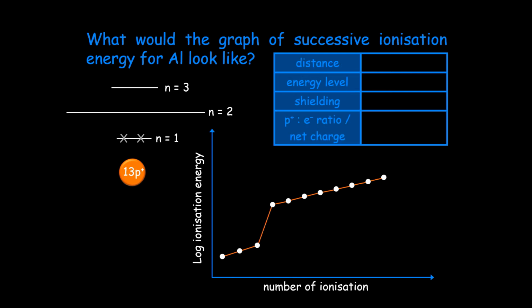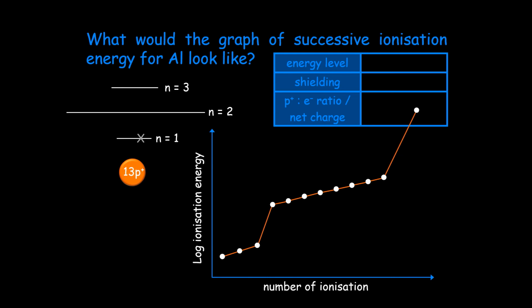Okay, now we're going to take an electron away from n equals 1. So the distance is decreased. The energy level is lower. The shielding has decreased. The proton to electron ratio has increased. So there's going to be a large increase in the electrostatic attraction between the nucleus and the remaining electrons. So there's a large increase in the amount of energy required.